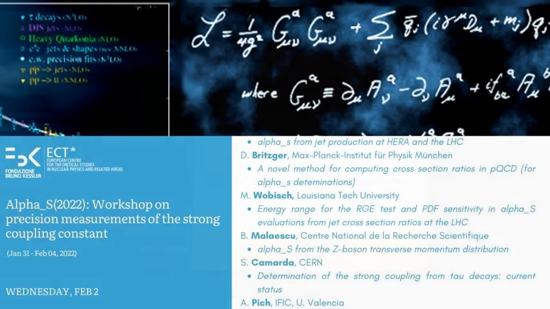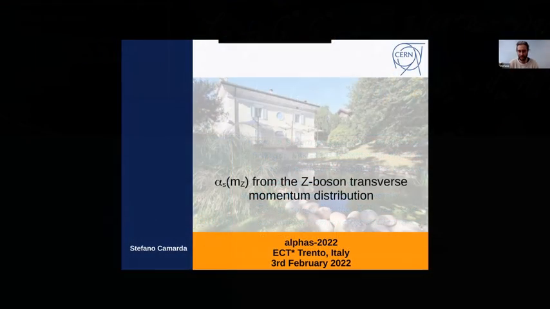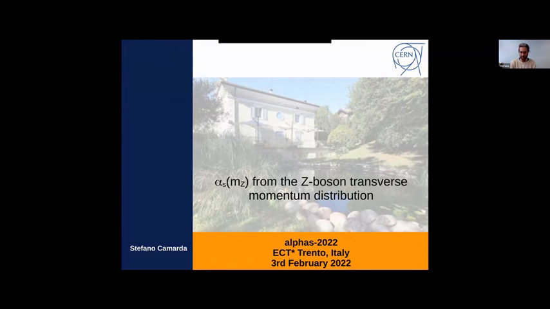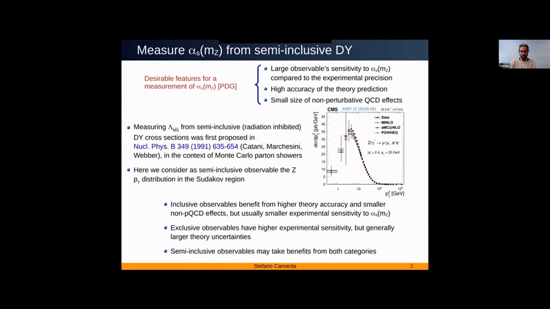Thanks. Okay, so I would like to report a little bit on some studies on measuring alpha S from the Z-boson transverse momentum distribution. So first of all, since this is a kind of new observable for the measurement of alpha S, I would like to recall what are the desirable features for an observable. First of all, we would like to have largest experimental sensitivity to alpha S, then as much as possible high accuracy of the theory prediction, and the third important point is a small size of perturbative QCD effects.